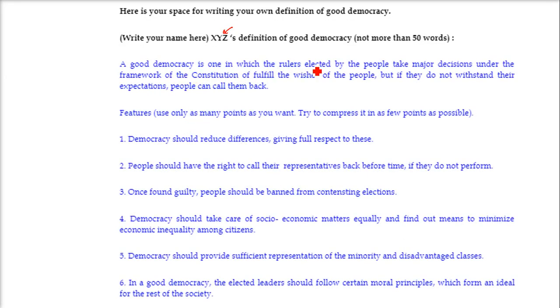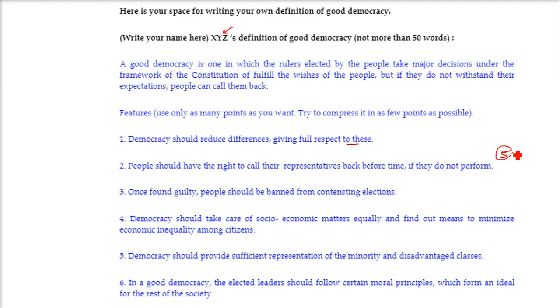So a good democracy is one in which the rulers selected by the people take major decisions under the framework of the constitution, fulfilling the wish of the people, the good of the people. But if they do not live up to their expectation, people can call them back. They can just elect someone else. So the features are that democracy should reduce differences, giving full respect to everyone. People should have the right to call their representative back before time if they do not perform.